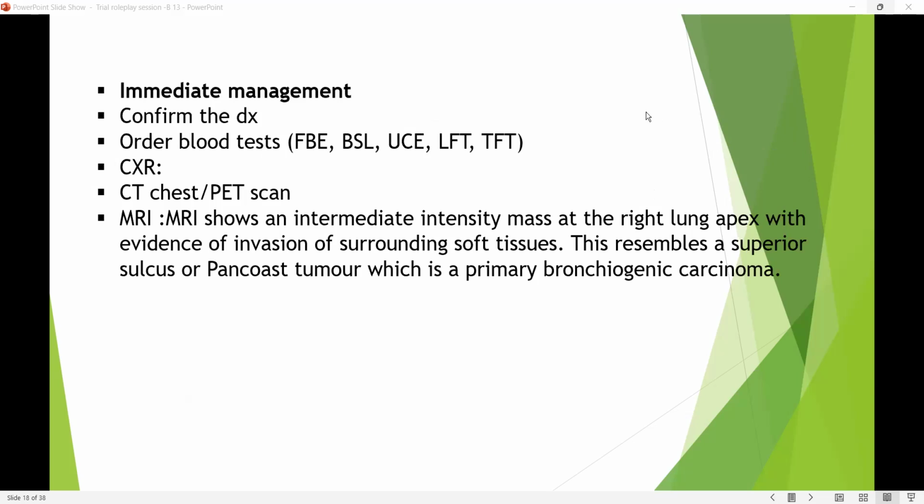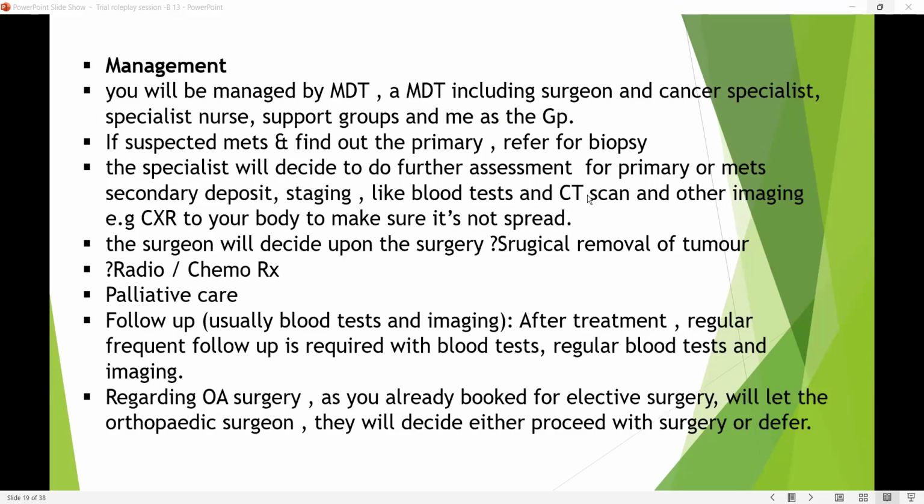Management not your task, but if management will come, you can say immediate management. You have to confirm the diagnosis by doing investigation, like all the blood investigation, CT scan, PET scan, MRI, if you want. And management, it would be multidisciplinary approach based on the diagnosis. Okay.